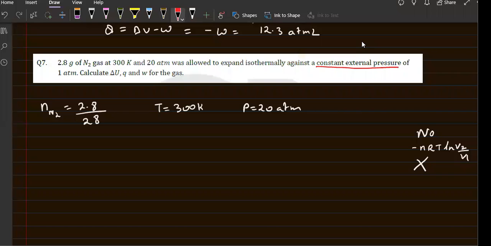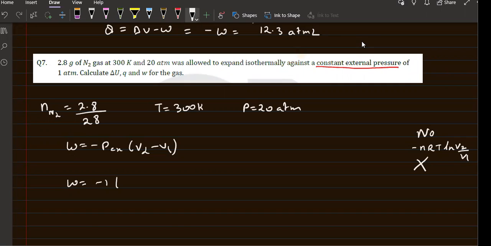So we have studied that it doesn't matter which process it is. If we have constant external pressure, work done will always be minus P external times V2 minus V1. How many of you remember this? Okay, very good. So most of you remember this. So W is equal to minus P external, which is already given as 1, times V2 minus V1.